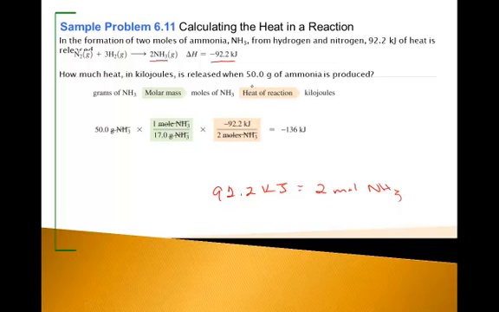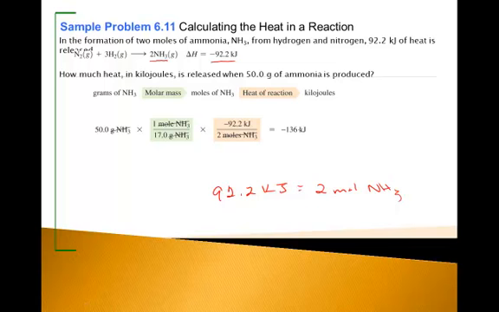Alright, well first I have grams. I can't do anything unless I have moles. So once again, I'm going to take my grams, I'm going to divide by my molar mass, so 1 N, 3 H's. Grams go on the bottom to cancel, and now I have moles of NH3. Now I can use this new conversion factor, which says that out of this equation I get 92.2 kilojoules for every 2 moles. And the moles go on the bottom, so I can cancel with this moles. So I'm going to take 50 times 1 times negative 92.22, and then divide by the 17 times 2.